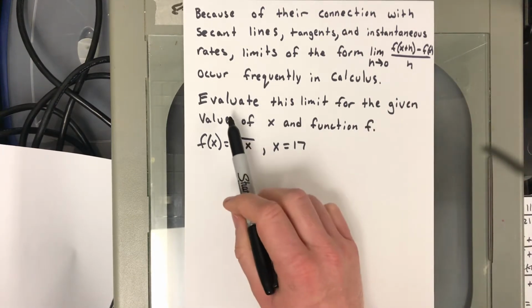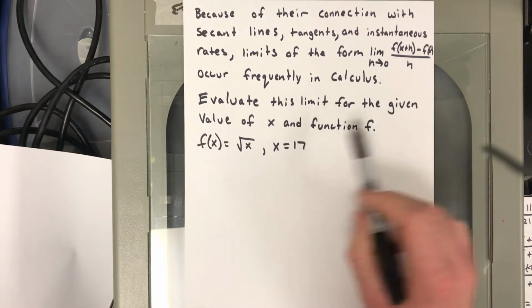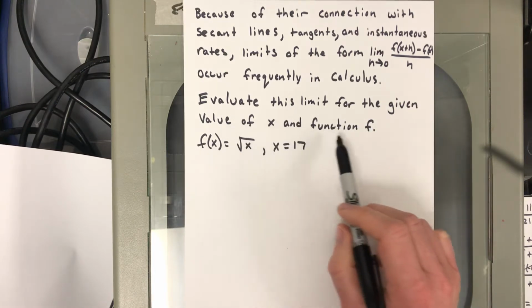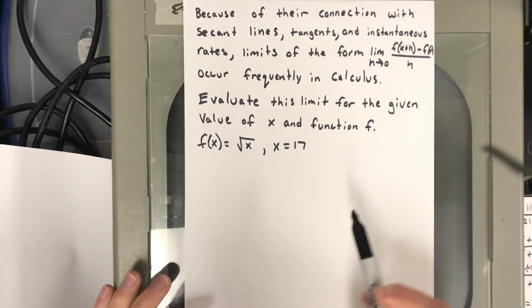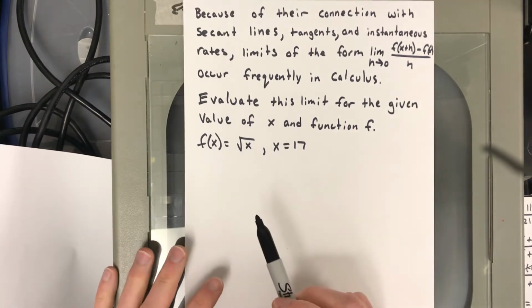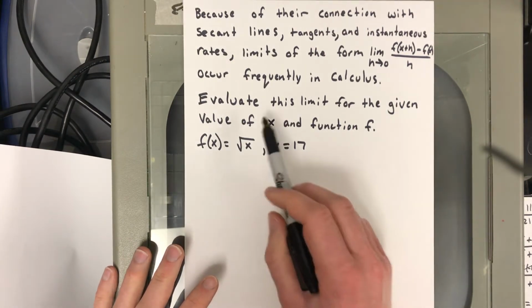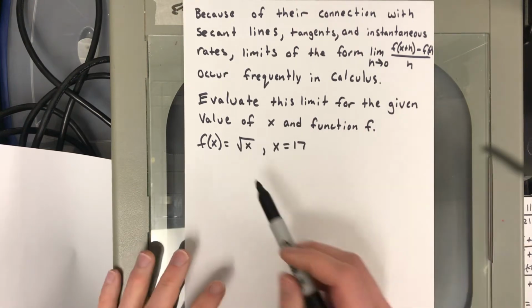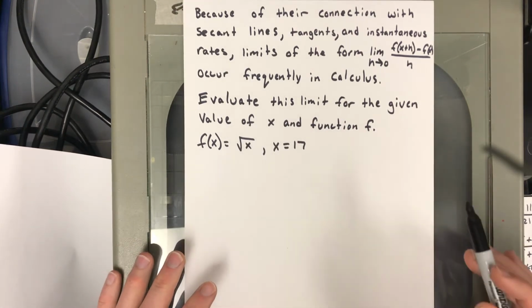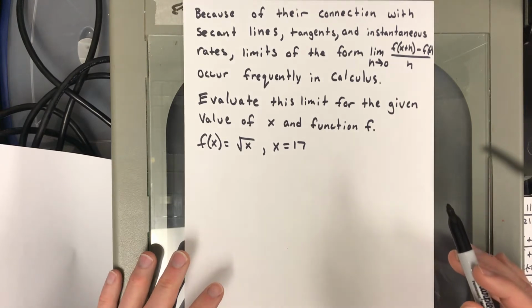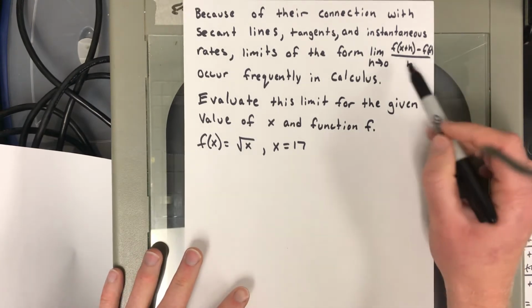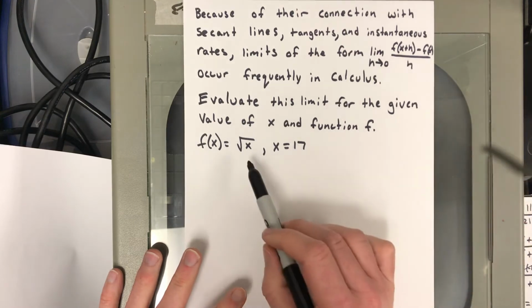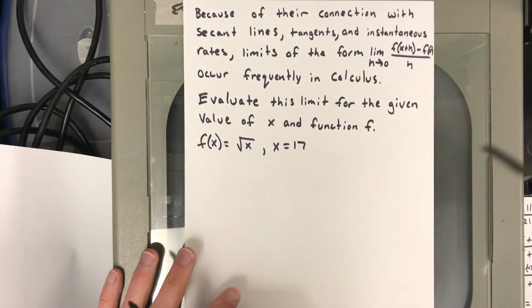But then the actual question is, evaluate this limit for the given value of x and function f. So they want us to evaluate the tangent slope or find the limit. So what you're going to do is take this function and find the tangent slope. So the first thing I do is I take this equation up here on the right, and I start to use it with the square root of x equation.